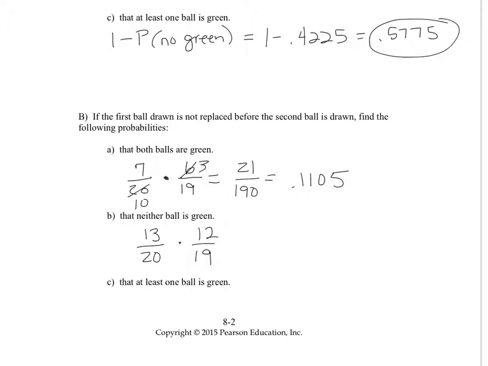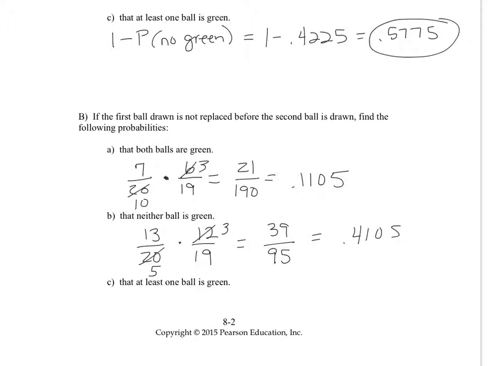So again, if I do a little reducing, I can divide 4 into 12 3 times. 4 goes into 20 5 times. That's going to give me 39 over 95, which is 0.4105. So a little over a 41% likelihood that neither one would be green.